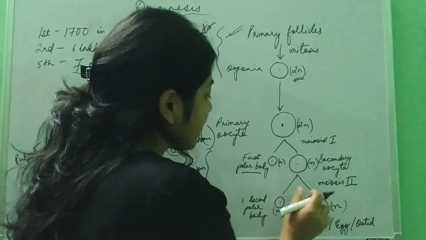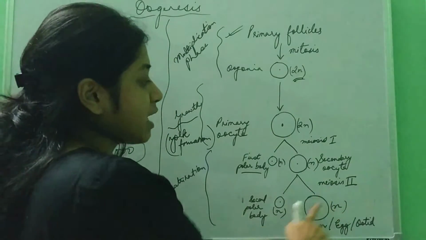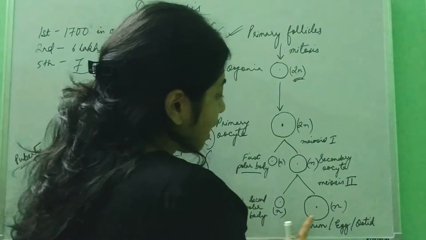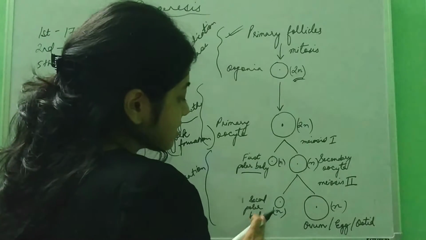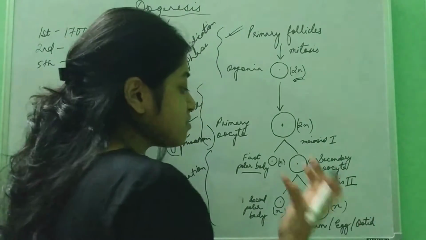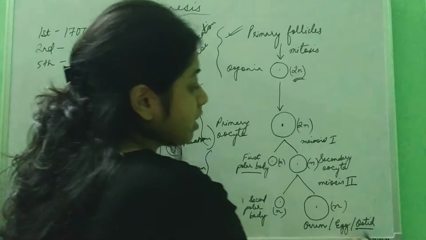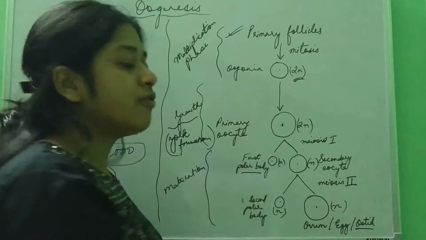The secondary oocyte will again undergo meiosis 2. Meiosis 2 is again equational division, like mitosis. This will form 2 haploid daughter cells. One is the second polar body, which is smaller again. The other has the maximum cytoplasm, which is our ovum or egg, or you can also call it ootid. So this is the process of oogenesis.